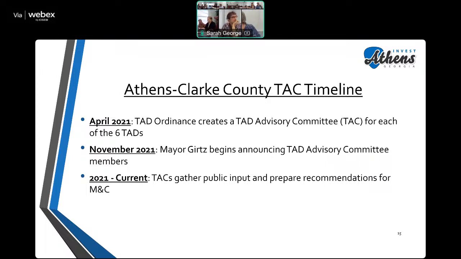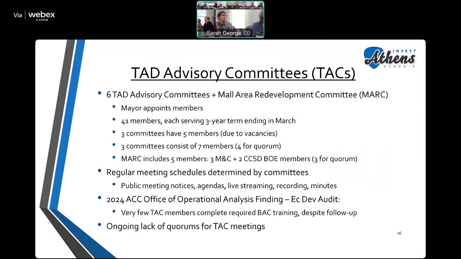That's like a 43 million increase. Wow. I'll talk us through this one. As Daniel mentioned, we have 6 of them plus 1 for the MARC, because the Clarke County School District voted to participate in the MARC. They have a committee.